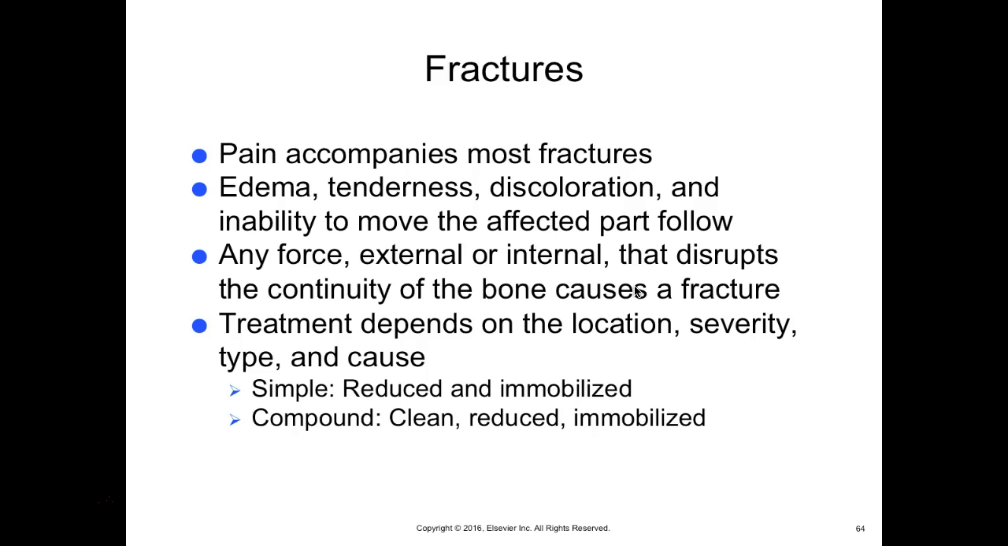So the bone doesn't have to be broken all the way through in order to be a fracture. It could be a chip of bone, could be the greenstick, which you've seen, which does not go all the way, which you see more commonly in children. And then we have simple fractures, which can be reduced and immobilized, and then compound, which means it's open through the skin. Those have to be cleaned, reduced, immobilized. That would be done in surgery, and then the patient would be on antibiotics to prevent infection.